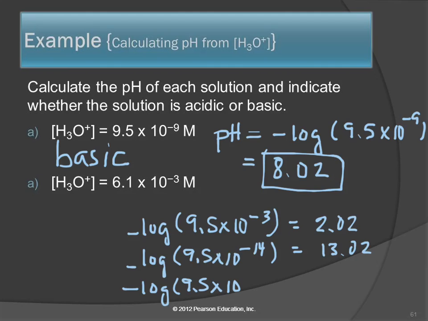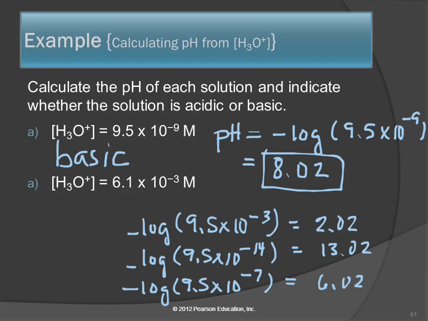Give me a number between 0 and 14. 7? Minus 7? 6.02. Check me, are those right? Let's do this last one. 9.5 EE minus 7, log, change the sign, 6.02. Weird, huh?